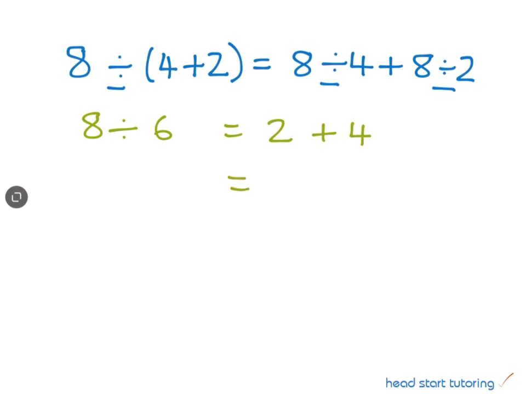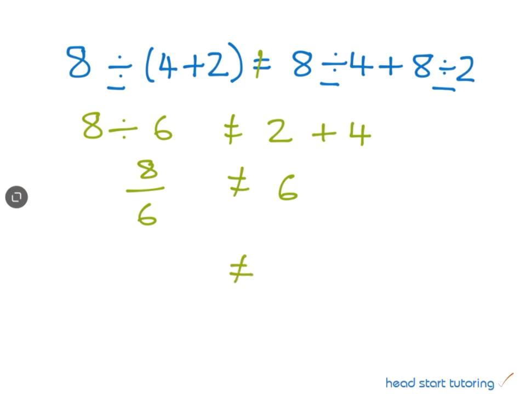8 divided by 6, if we remember that fractions are exactly the same as divisions, we could write this as 8 over 6. And then on our right hand side, we've got 2 plus 4, and 2 plus 4 is equal to 6. So it's already clear that the distributive law does not apply to division, because 8 over 6 is definitely not equal to 6 wholes.